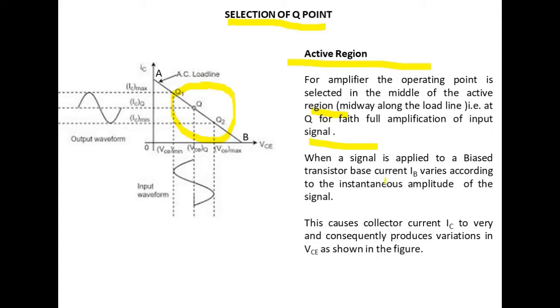the input signal. When a signal is applied to a biased transistor, base current IB varies according to the instantaneous amplitude of the signal. This causes collector current IC to vary and consequently produces variations in VCE as shown in the figure. IB varies and so IC is varying, and with the fluctuations of IC, we are getting the fluctuation in the output voltage, that is VCE.